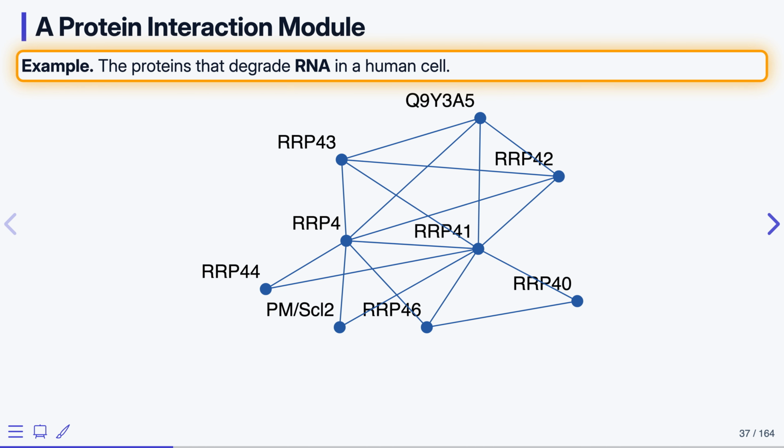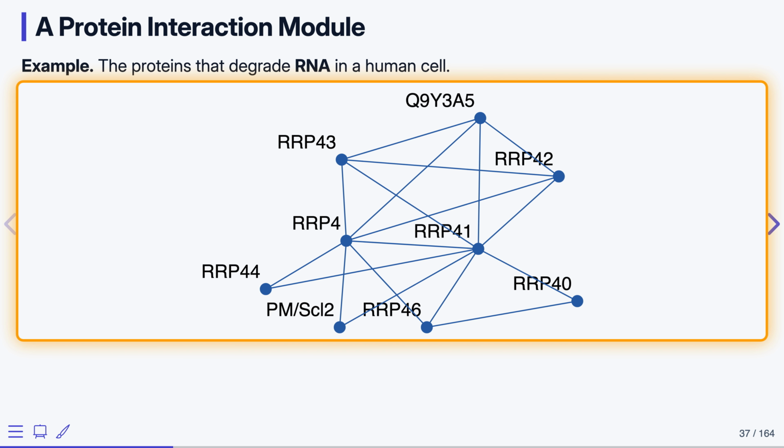The picture shows one module of a protein interaction graph. These proteins work together to break down RNA in a human cell. Each dot is one protein, and each line means those 2 proteins interact. Even this small piece of the whole graph is already busy. Now imagine 100,000 dots. That is why we study the graph one module at a time.